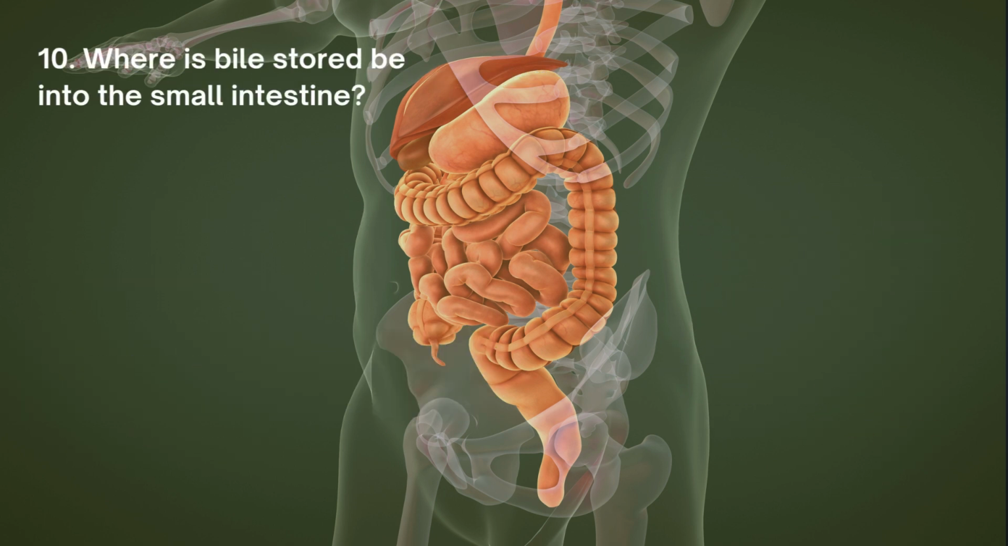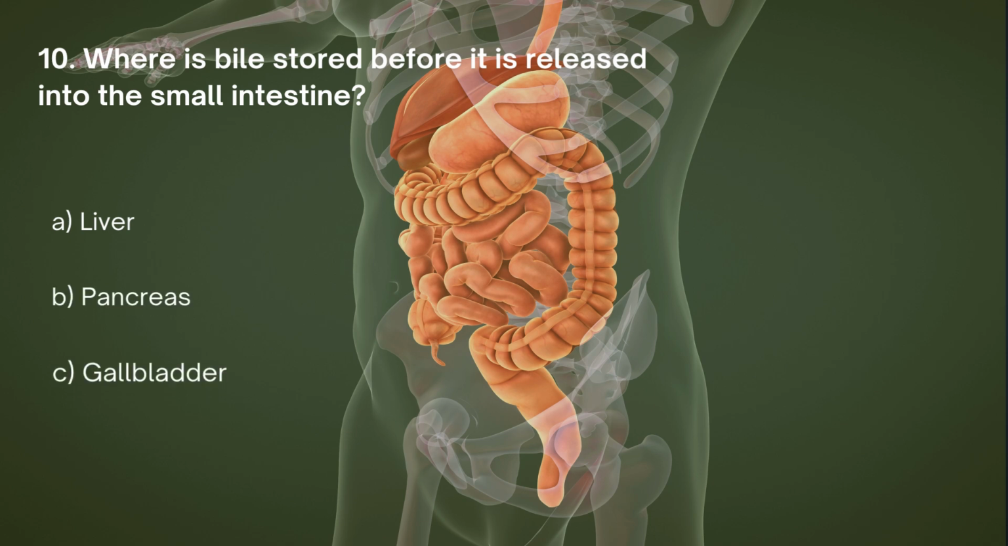10. Where is bile stored before it is released into the small intestine? A. Liver. B. Pancreas. C. Gallbladder. D. Stomach.